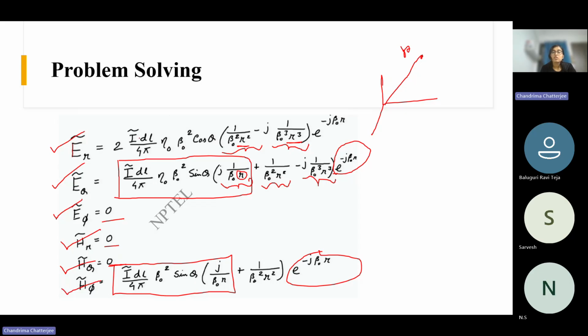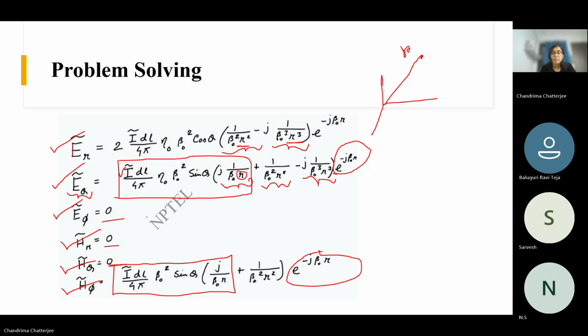See, now we have got all the components. We know I, dL, eta naught, beta naught, sine theta, and R is given, the distance is given, beta naught we have calculated. So now we will have to just calculate this entire thing, right? And remember, they have asked for far field. So you don't have to consider this term and this term, just this 1 by beta naught R term we will have to consider.